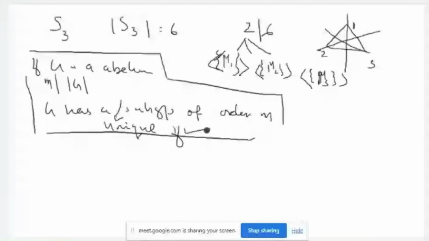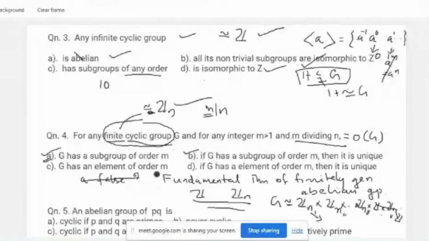Okay, so this is true for Zn, the group, because it is cyclic, it is isomorphic to Zn. So the second option is also true. G has an element of order m. Yes, that is also true because every subgroup is cyclic. There are elements of order m. Subgroups of order m are generated by elements of order m. So you can relate all these facts. If G has an element of order m, then it is unique.